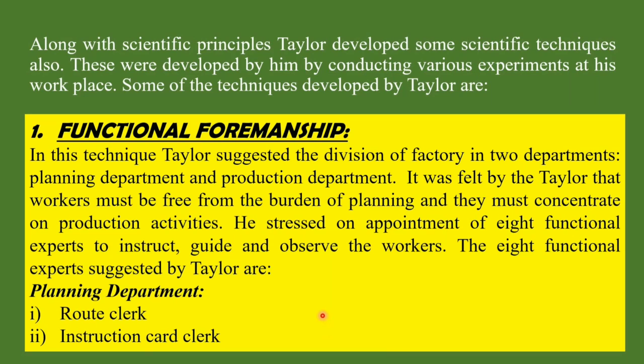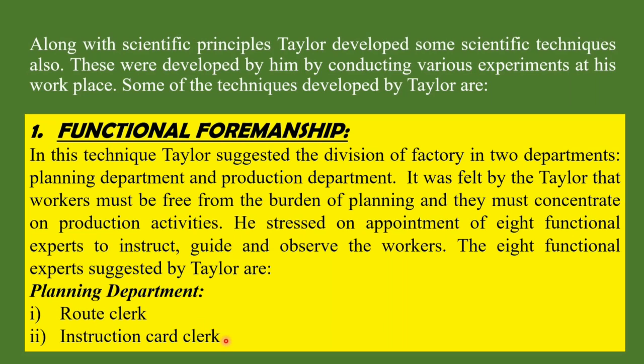So he stressed on appointment of 8 functional experts, and these 8 functional experts were divided into two departments, one is planning department and one is production department, 4 in each. So in planning department there was first the route clerk. Route clerk foreman was responsible to fix up the sequence of steps for performing a mechanical or manual job. Means what steps should be followed in performing a particular job. That was the duty of the route clerk.